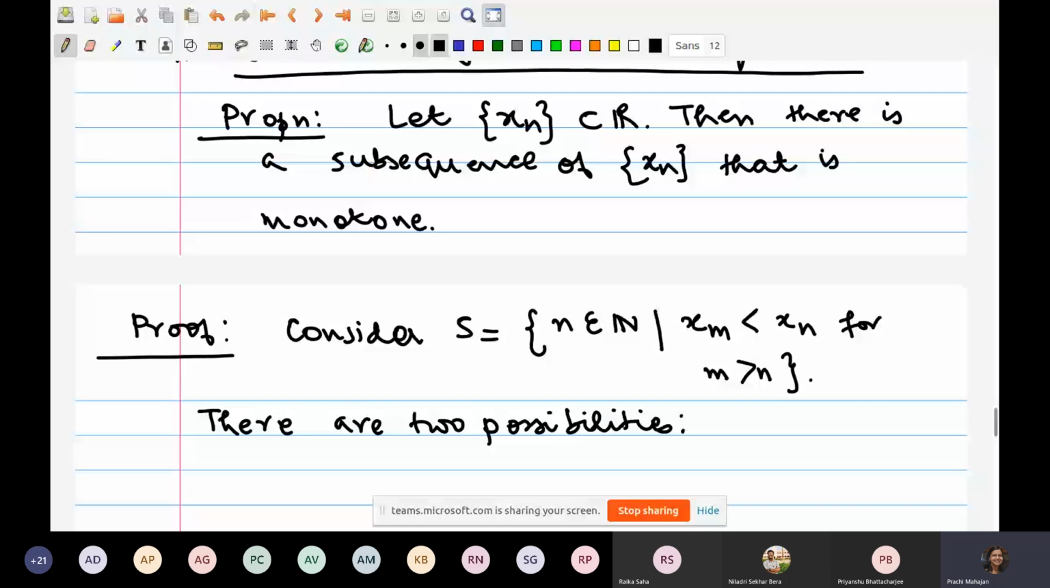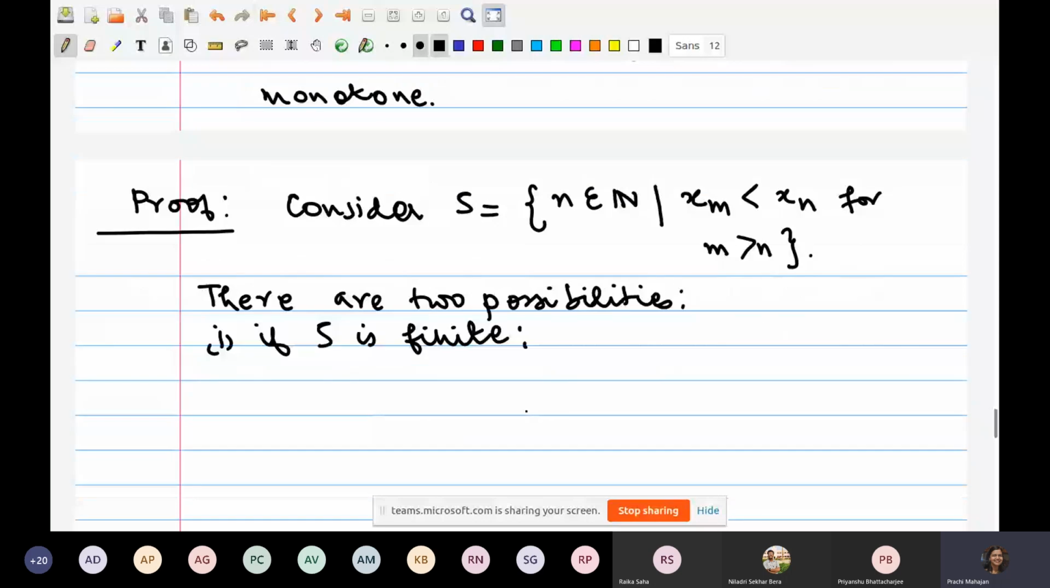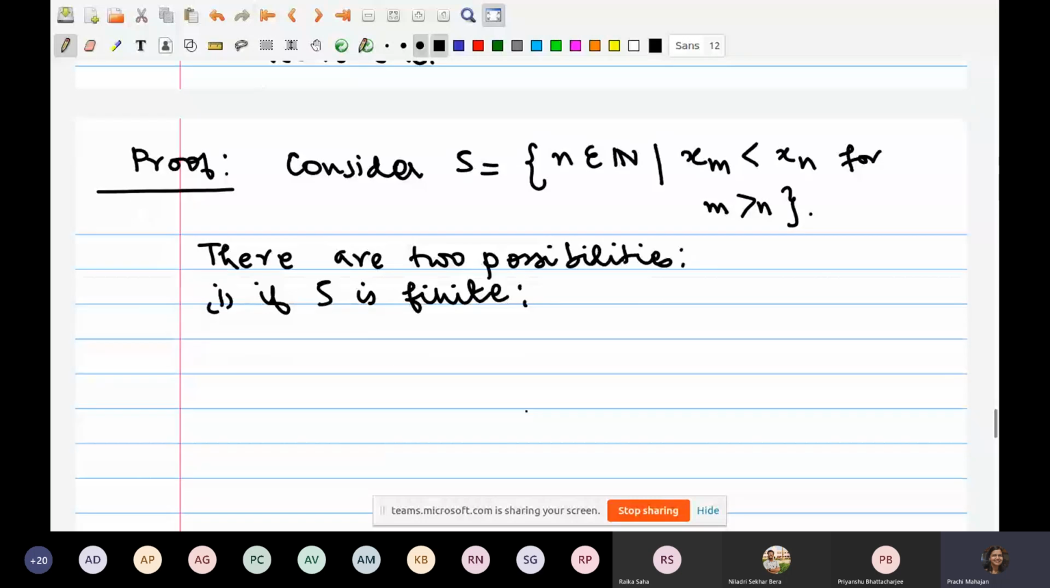So case one is if the set S is a finite subset of the set of natural numbers. Correct? And the other scenario would be, what if the set S is infinite? Okay, so let's look at that. Let's look at the case when the set S is finite.